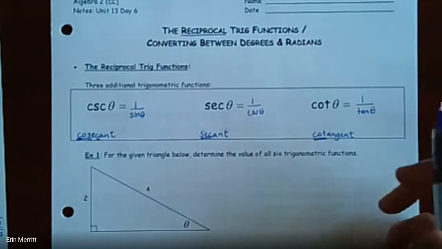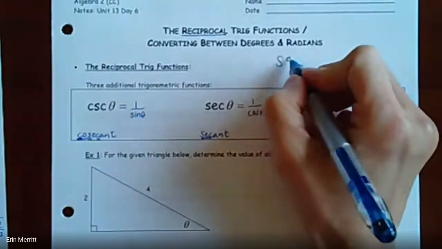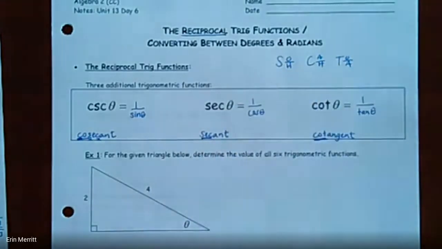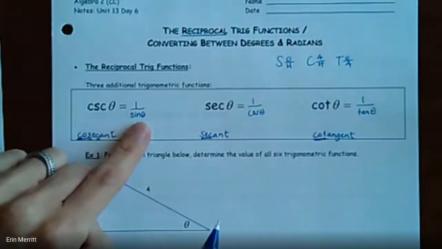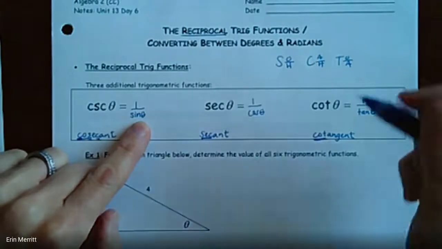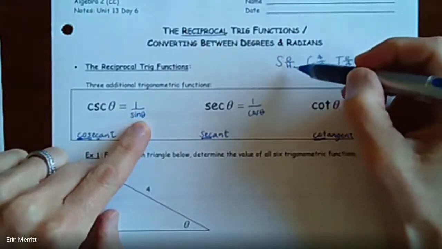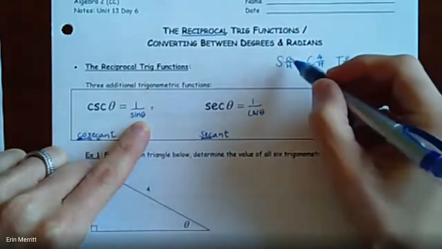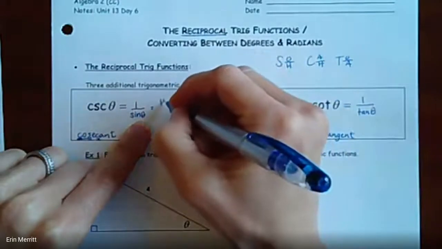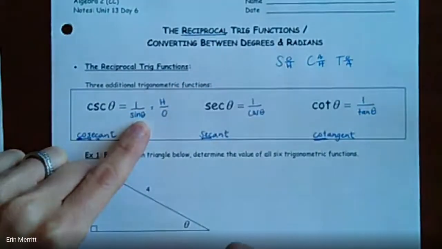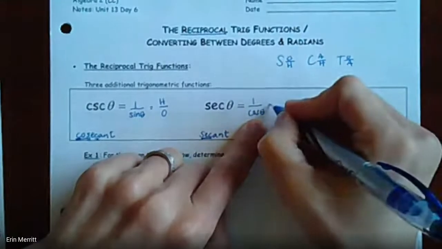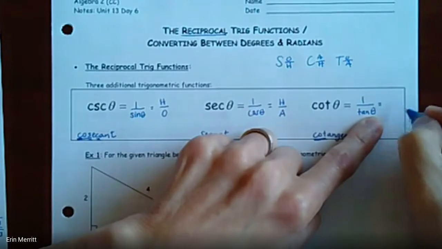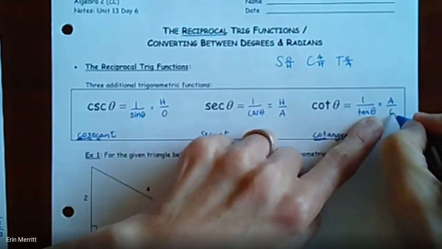All right, here's the other cool part. Think of SOHCAHTOA. So sine, cosine, tangent. Because cosecant is the same as 1 over sine, it would be the same as if you took the ratio that represents sine, opposite over hypotenuse, and flipped it over. So if you flip over opposite over hypotenuse, it would be hypotenuse over opposite. Play the same game with secant. This would be hypotenuse over adjacent. Same thing with cotangent. This is adjacent over opposite.